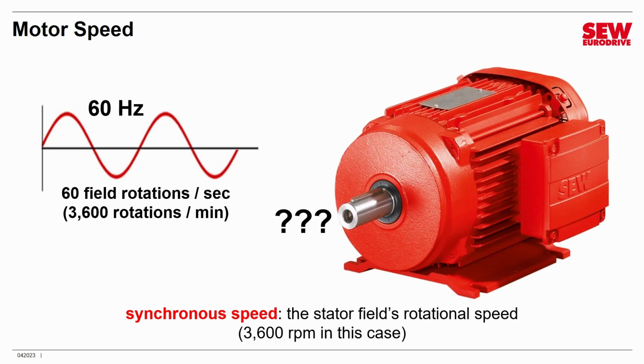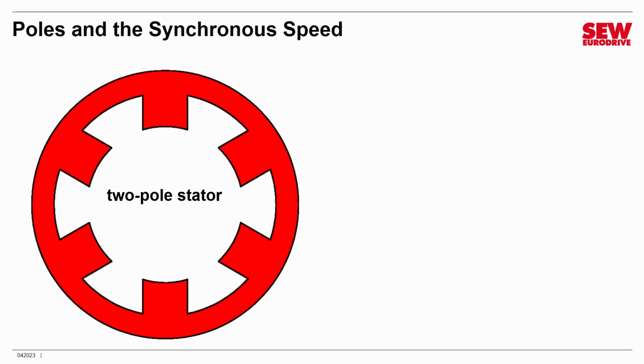Now, we come to something kind of interesting. There are different ways of setting up the internal poles of an AC induction motor. Now, this is the example we've looked at so far. We call this a two-pole stator. Now, you're probably looking at this and saying, that doesn't make sense. I count 6 poles. Where do you come up with 2?